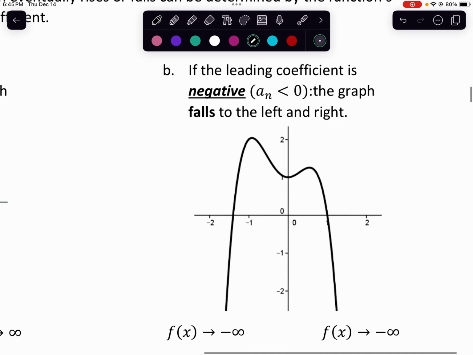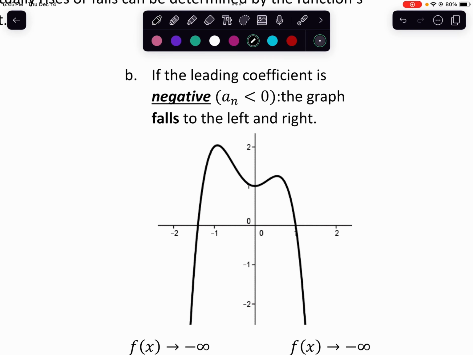Now, if my n value is still even, so I still have my x squared, but now my leading coefficient is negative. Well, think about what your x squared graph does. That flips it upside down. So now if I'm here and I'm walking this direction, that means my graph is going down. Okay, so it's going towards negative infinity. And then if I turn around and I walk towards the right, guess what? My graph is still going down towards negative infinity.